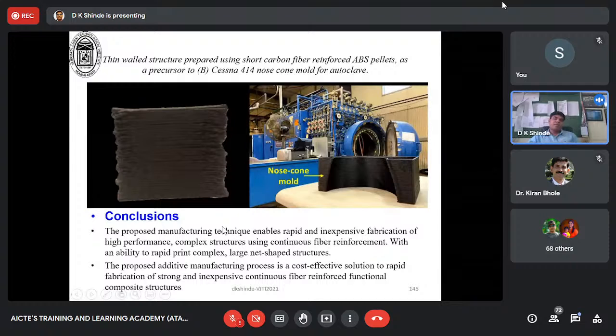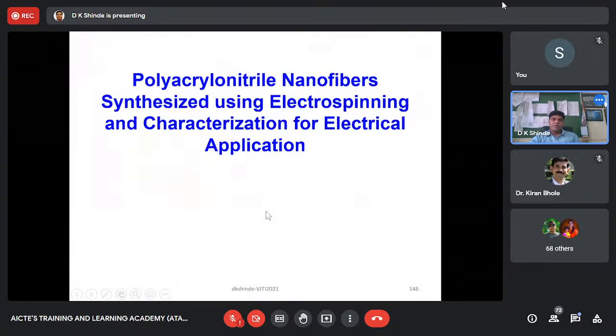This method also provides a low cost, cost-effective solution to rapid fabrication of strong and inexpensive continuous fiber reinforced functional composites. So you can put your functional wires and sensors on these structures while printing in a quicker way. So this is what we are doing in the 3D printed area.